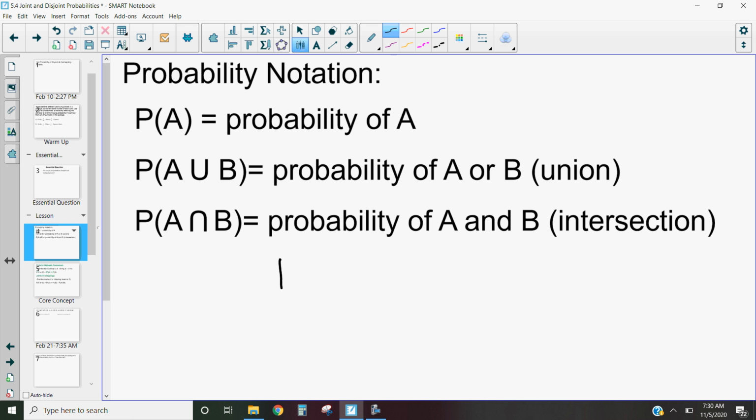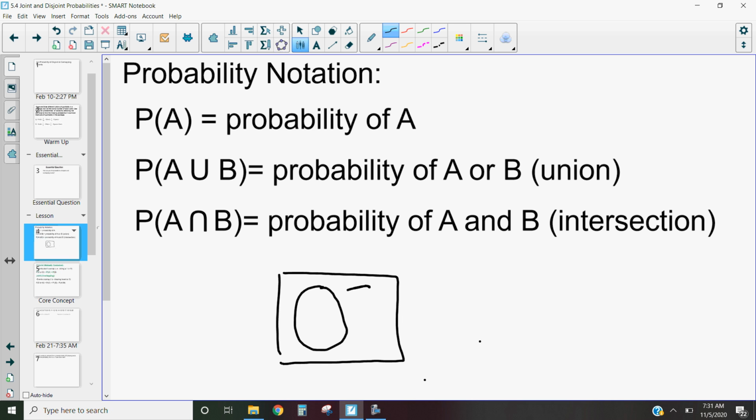We've got the probability of A with the union of B. And so the probability of A with the union of B means that we're looking at the overlap of those two events. And so what we want to do there is look at here's event A happening and here's event B happening, and we want to look at everything considered between those two.